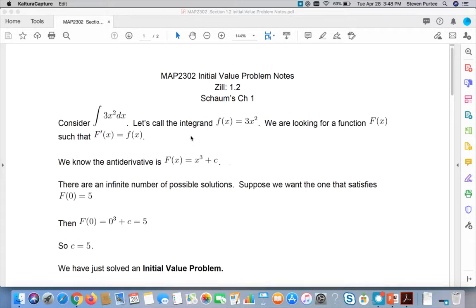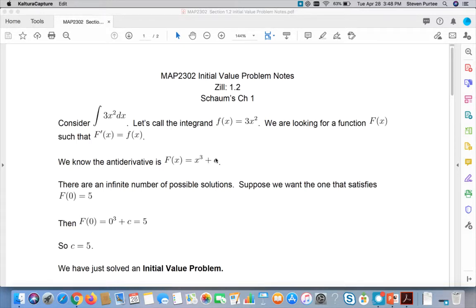Notice we have an infinite number of antiderivatives. Remember, we have this whole family of antiderivatives, all of which satisfy being the antiderivative of this guy. Because if we take the derivative, we'll get 3x squared plus the derivative of a constant, which is 0. So there are an infinite number of solutions.